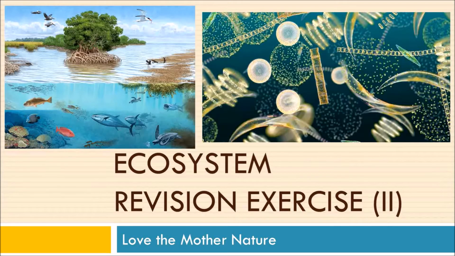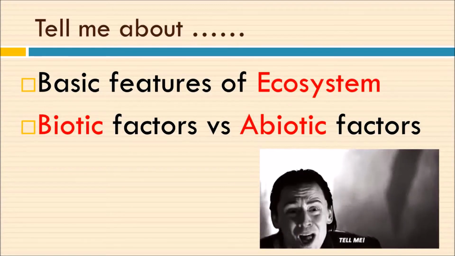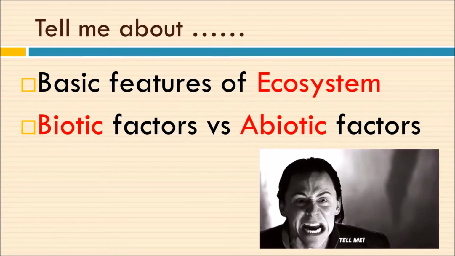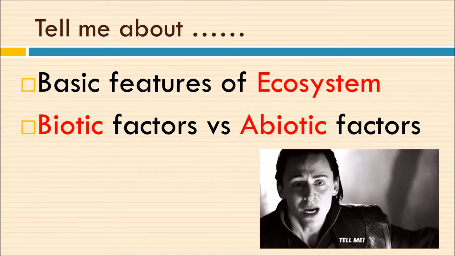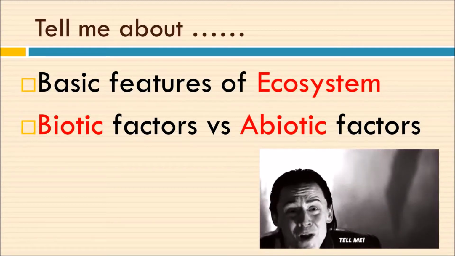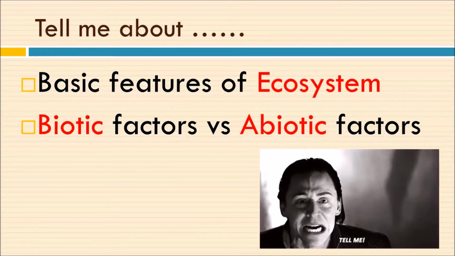In this video, we are going to do a question about the ecosystem. Before we do the question, can you recall the following two basic concepts for me? Firstly, tell me the three basic features of the ecosystem. Secondly, tell me the difference between the biotic factors and the abiotic factors. Both of these are very fundamental concepts to study the ecosystem. Ready? Let's go!